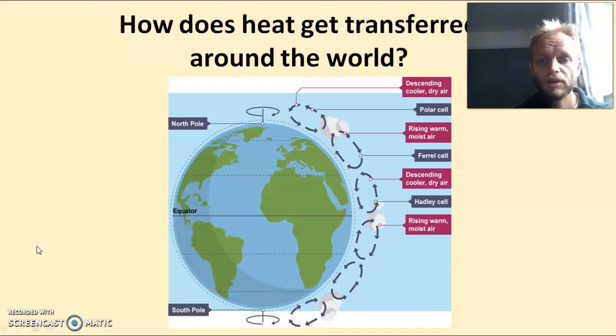And it's being transferred by 3 different cells. As you can see on the diagram, we've got the Hadley cell, we've got the polar cell, and we've got the Ferrel cell. And I'm going to explain each one as we go along. What I'd like you to do is just to take notes on each one, and then at the end of the exercise you're going to replicate a diagram for me.